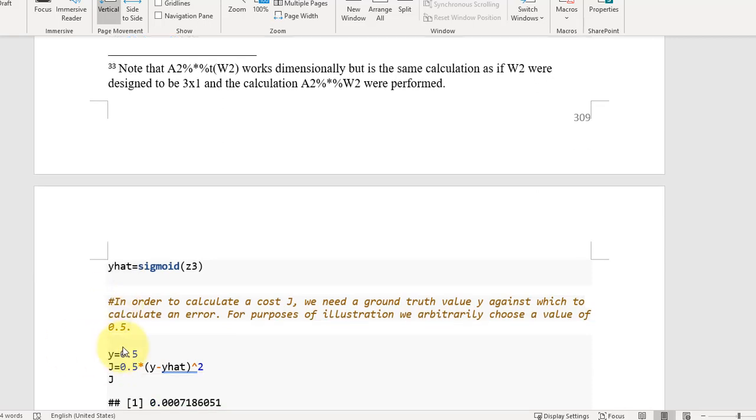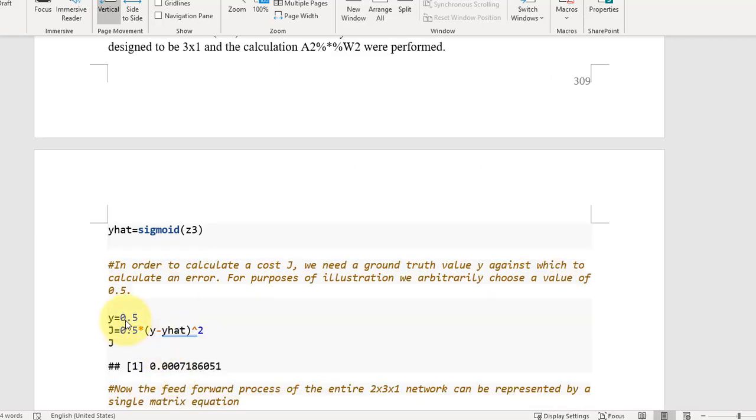Then once we have y hat, we can also talk about the cost J. But of course, to do cost, y hat is the predicted value, so you need to know the true value. So I said, okay, let's just pretend that the true value is 0.5. Then we can calculate y minus y hat and get some kind of error. So if this was the true value, then this would be the error.